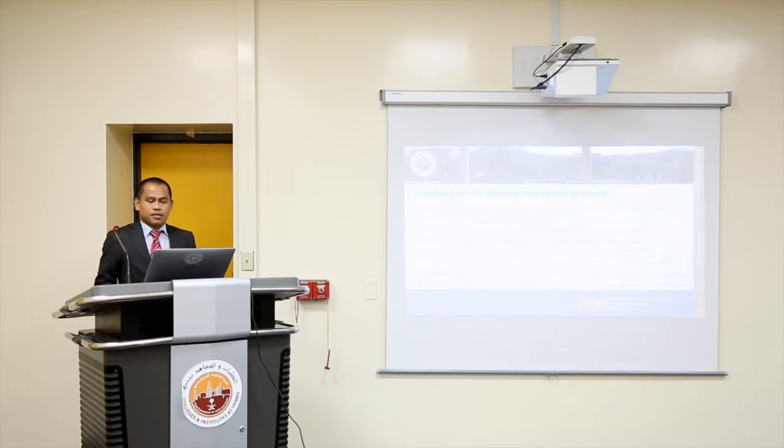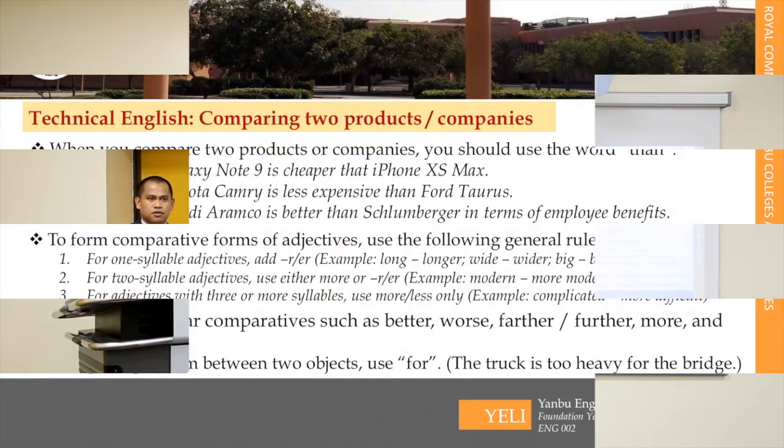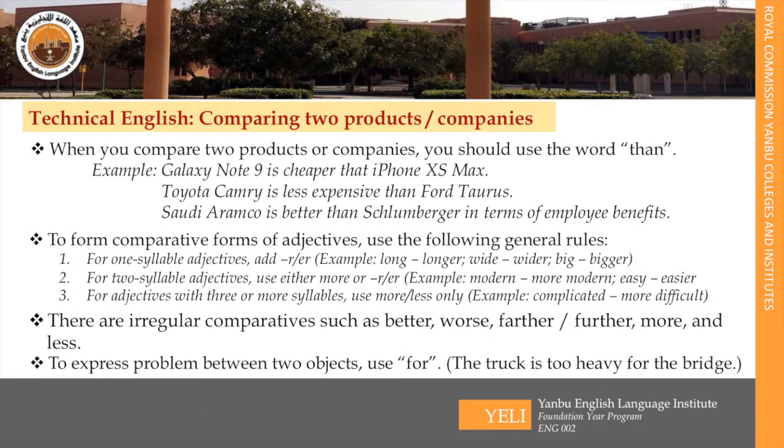Now, in Technical English, we should be able to compare two products in terms of features or companies in terms of benefits. When you compare two products or companies, you should use the word than. For example, Galaxy Note 9 is cheaper than iPhone XS Max. Toyota Camry is less expensive than Ford Taurus. Or say, Saudi Aramco is better than Schlumberger in terms of employee benefits.